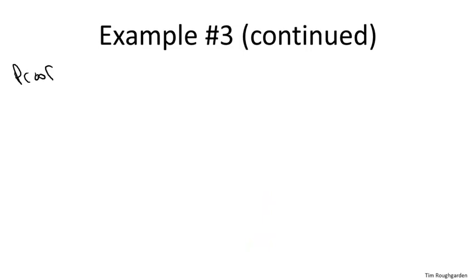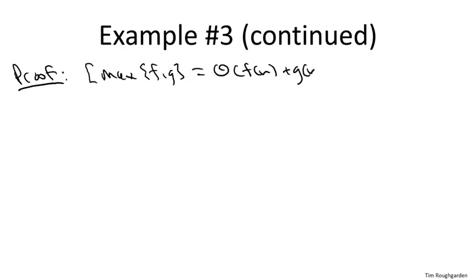Let's recall what theta means formally. It means that the function on the left can be sandwiched between constant multiples of the function on the right. So we need to exhibit not only an n naught, but also two constants, a small one c1 and a big one c2, so that the pointwise maximum of f and g, whatever they may be, is wedged in between c1 and c2 times f of n plus g of n, respectively. To see where these constants c1 and c2 are going to come from, let's observe the following inequalities.